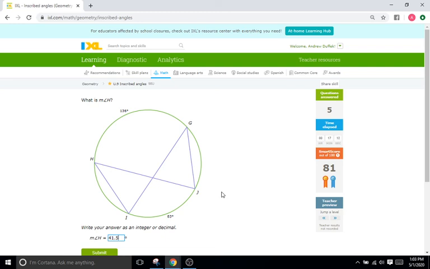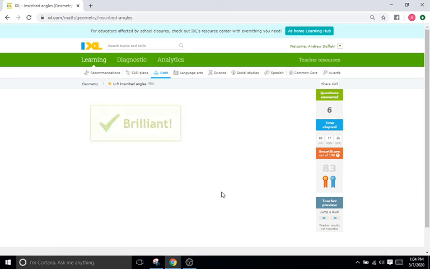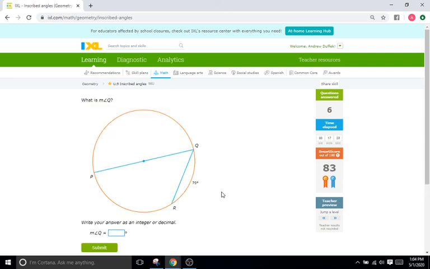It is not. Sometimes IXL, especially when it gets to the problems at the higher numbers, the higher smart scores, is going to give you information you don't need just to keep you on your toes. So just keep that in mind. Don't feel like you have to use everything. And there you go.